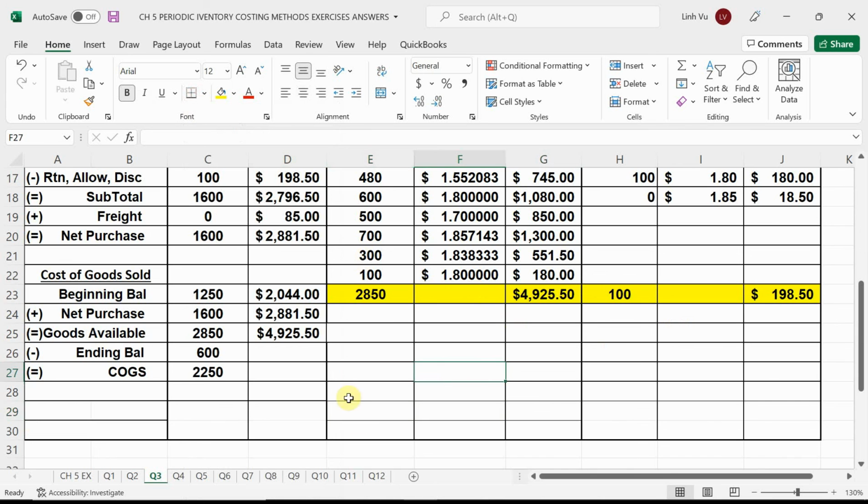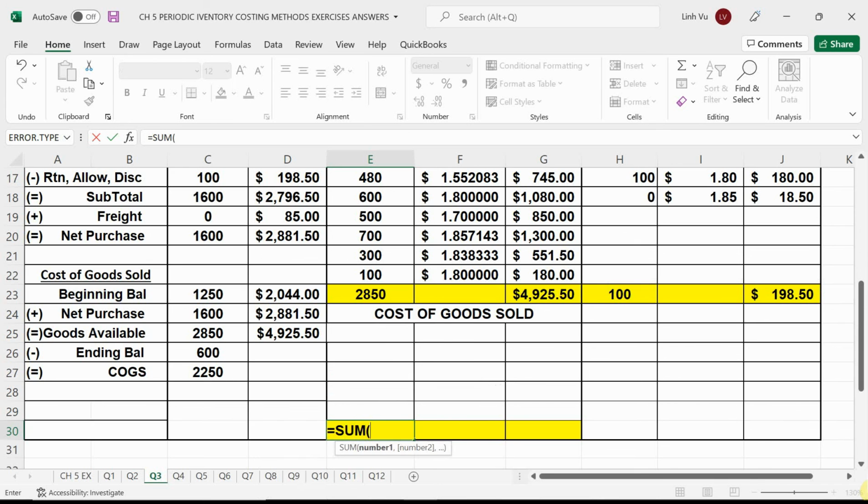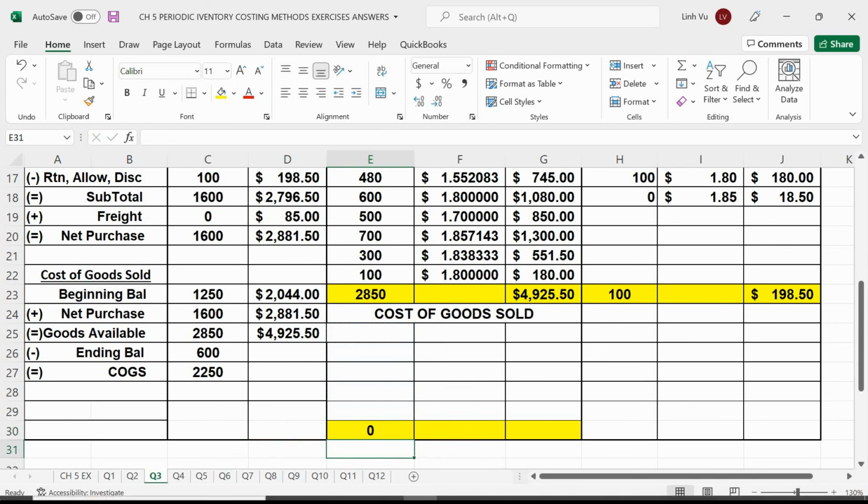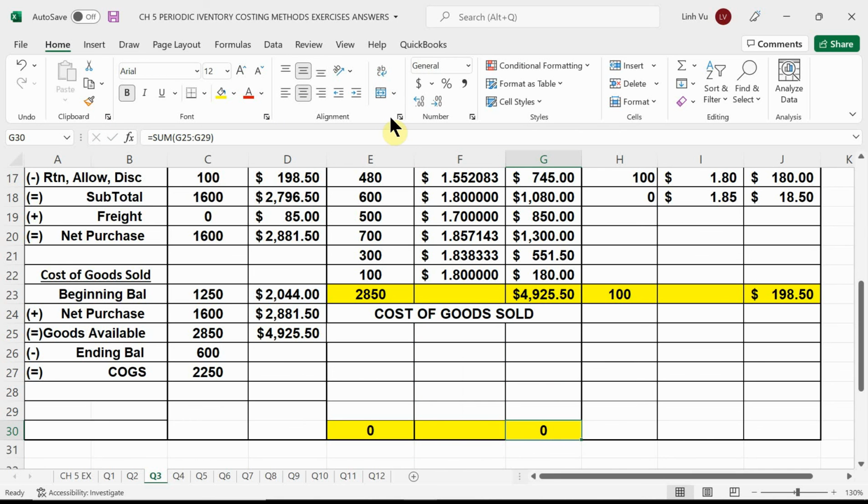Okay. So let me see. We'll make this my cost of goods sold section here. Okay. And let's create my running balance here. Okay. Equals sum. So I know how many items I have left to sell. Okay. All right. So my goal is to get to 2,250.